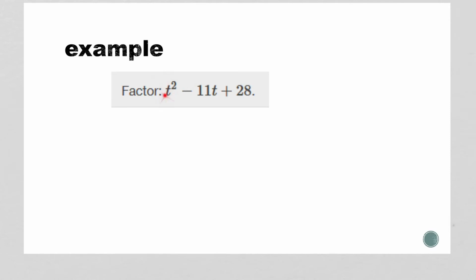Leading coefficient is 1. 1 times 28 is 28. And now, again, if I write all the pairs, I've got 1 and 28, negative 1, negative 28. I really only care about the negatives, right? Because my middle term is negative. So let's not even worry about the positives on this one. Negative 2, negative 14. Nope, those add up to be negative 16. 3 doesn't go in. Negative 4, negative 7. Those do add up to be negative 11. Okay, so we found it. We found our pair here.